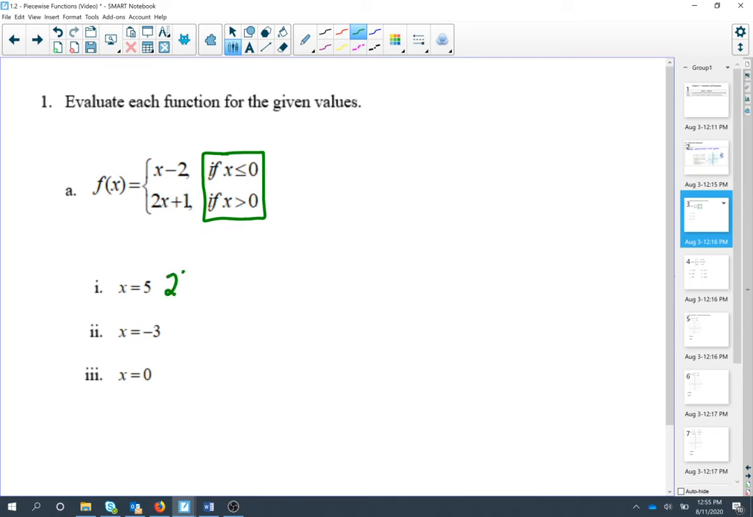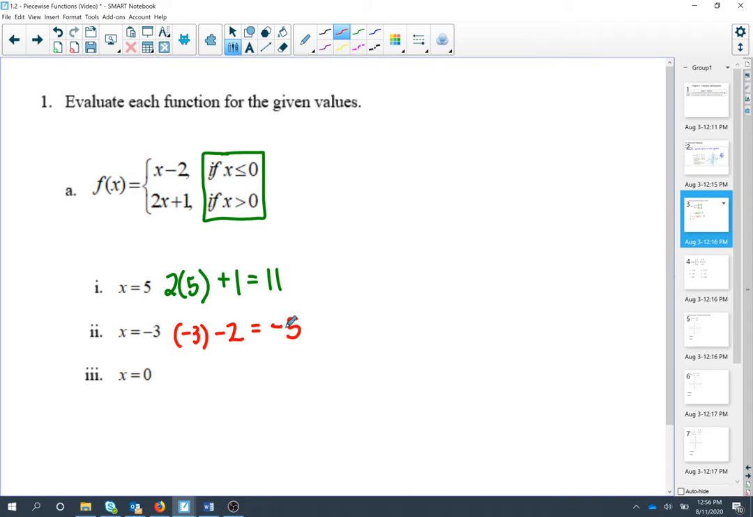So we're going to have 2 times 5 plus 1, which is 10 plus 1, which is 11, so the function value at 5 is 11. If we take a look at the next one, what's the function value when x equals negative 3? Is negative 3 less than or equal to 0, or is negative 3 greater than 0? The answer is less than 0, so we're going to substitute it in this function. So negative 3 minus 2 is negative 5.